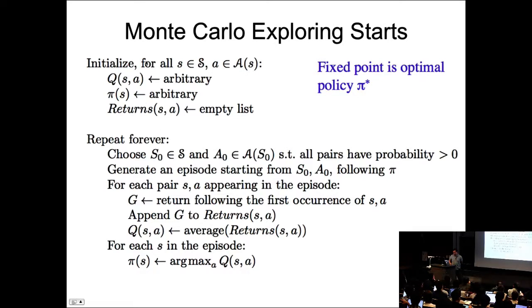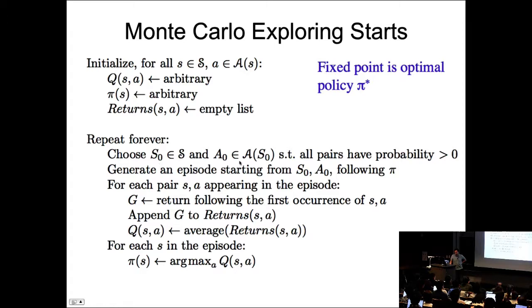So let's look at what happens here. For all states and actions, we initialize our Q function to be arbitrary. Typically, you'd set them to 0 or some numbers. The policy is arbitrary also. Think of it as uniform. So the initial policy is just take a random action. And then the returns, starting at state S, taking action A, is just an empty list. Okay? And then you basically repeat forever.